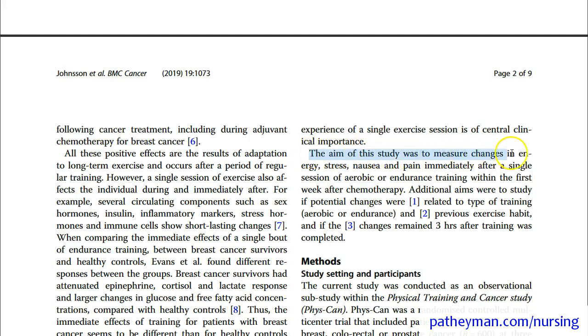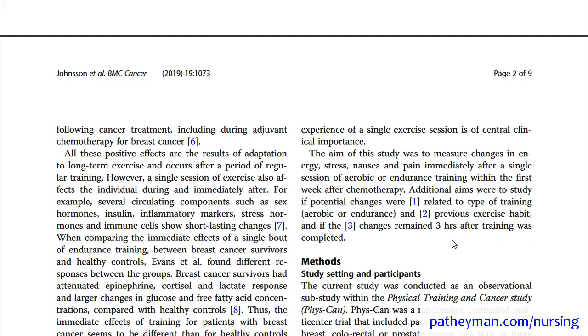The aim of this study was to measure changes in energy, stress, nausea, and pain immediately after a single session of aerobic or endurance training within the first week after chemotherapy. Additional aims were to study if potential changes were related to the type of training, aerobic versus endurance, and to previous exercise habit, and if changes remained 3 hours after training was completed.